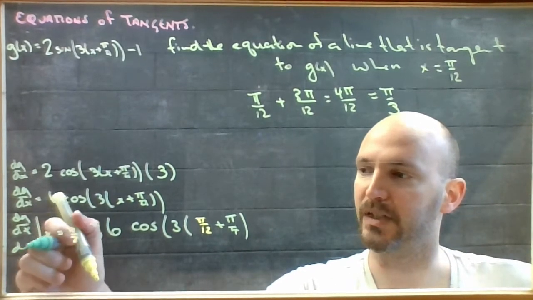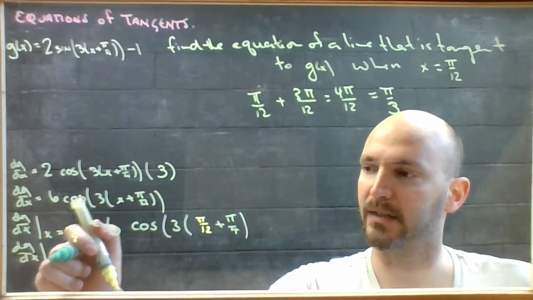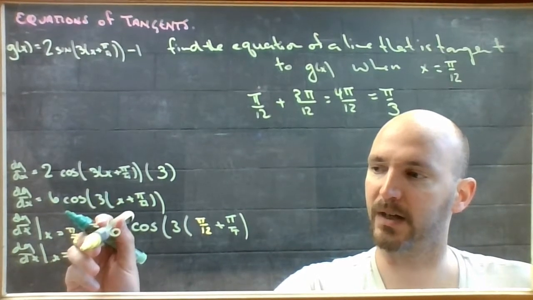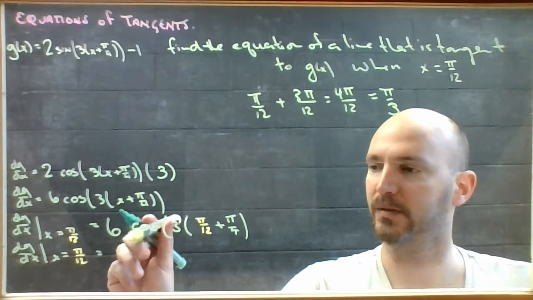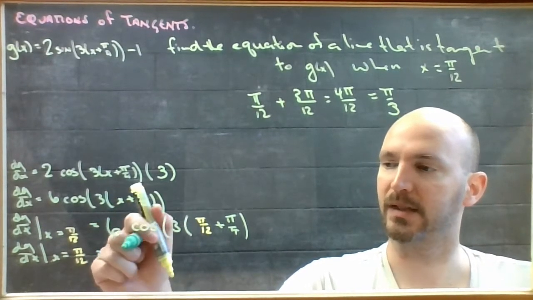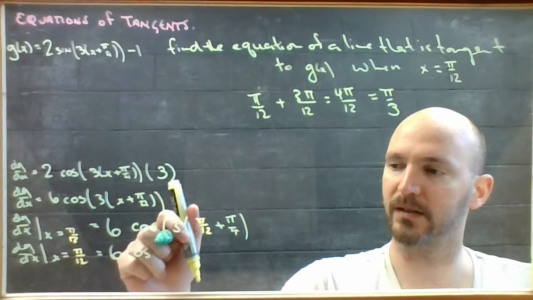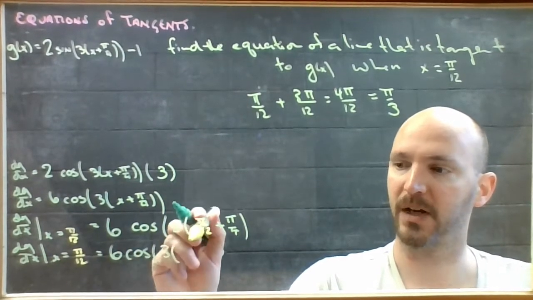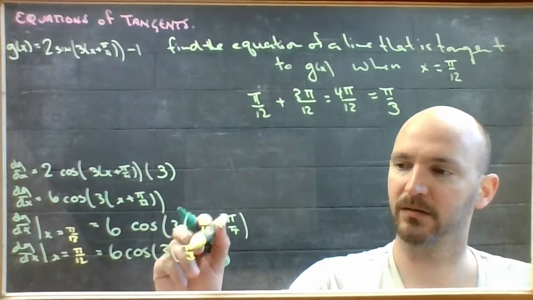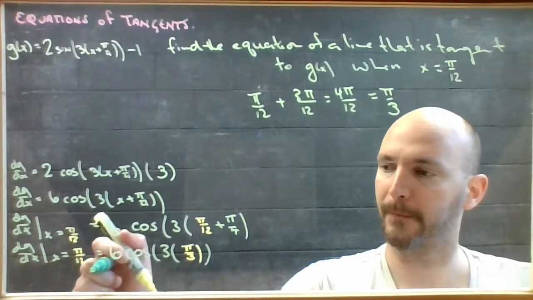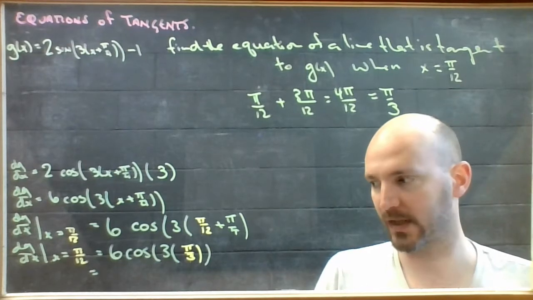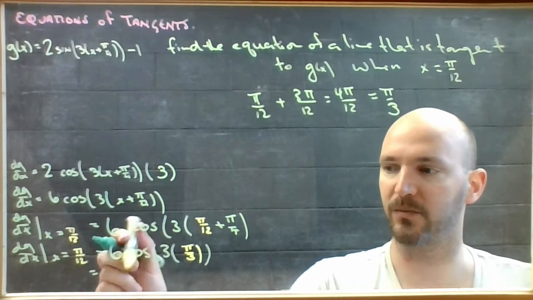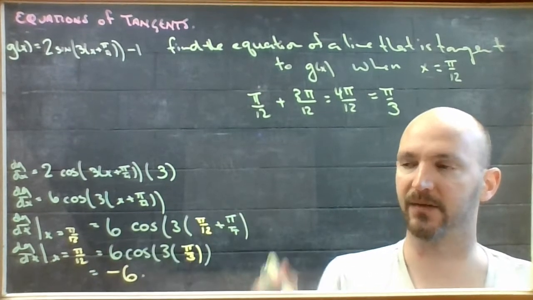So dg/dx at x equals pi over 12 would be 6 cosine of 3 pi over 3. 3 times pi over 3 is just pi. Cosine at pi is negative 1, so my value for the slope is negative 6.